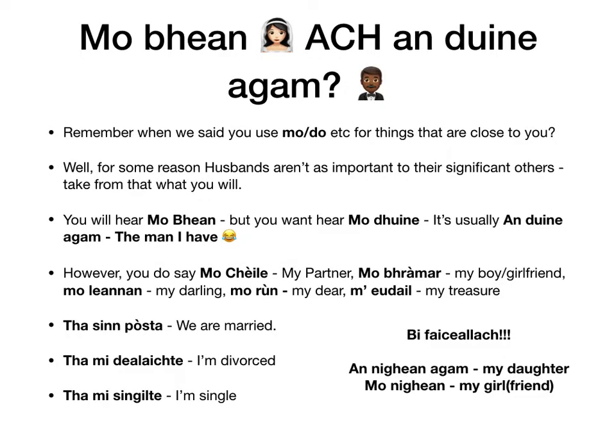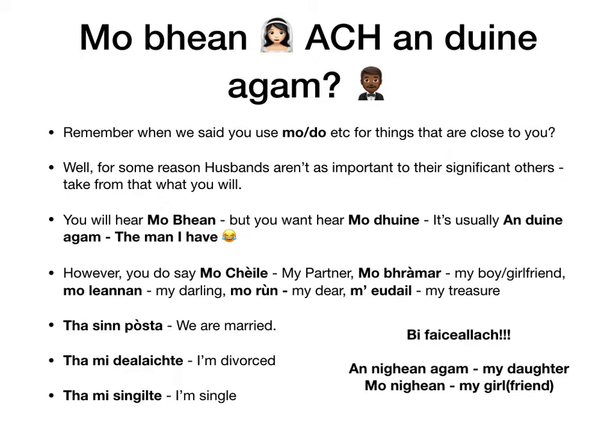Now, the Gaelic for a wife is bean. The Gaelic for a mountain is beinn. You may have heard of Ben Nevis, but it's very, very important not to refer to your wife as a beinn, a mountain. Bean is the Gaelic for wife, but the Gaelic for a husband is duine. But what you say here is mo bhean for my wife, but for some reason, you never say mo dhuine. It's usually an duine agam, the man I have. So the poor husbands of this world are not as cherished, perhaps, as they cherish their wives.